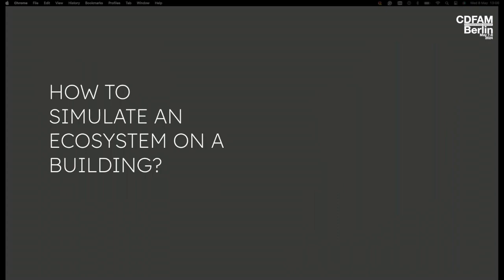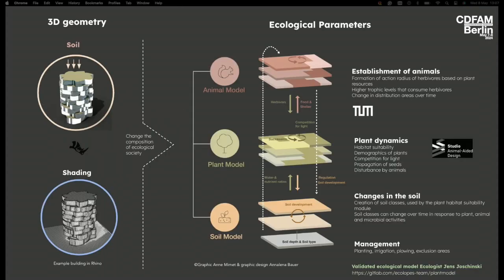So the questions we asked ourselves were, how can we adapt these types of models to work on a much smaller scale? How can we operate them in 3D? And how can we simulate an ecosystem on a building? On the right-hand side here, you can see the validated ecological model, developed by ecologists in the project from the Technical University of Munich, and it computes species dynamics between microbiota in the soil, plants and animals in 2D.